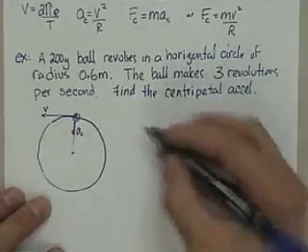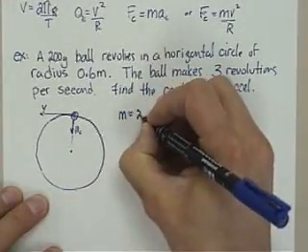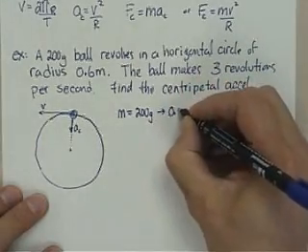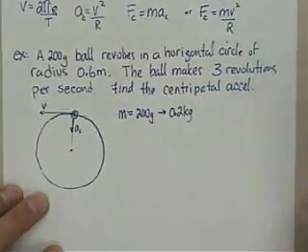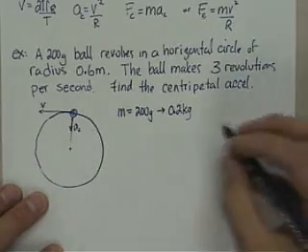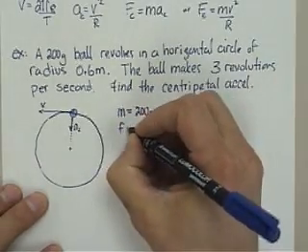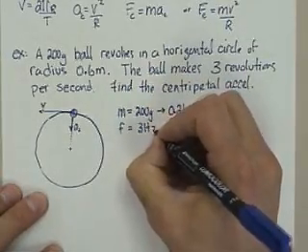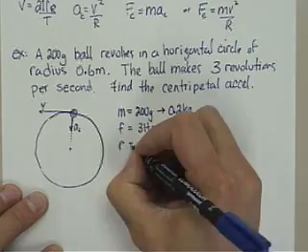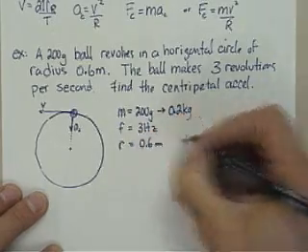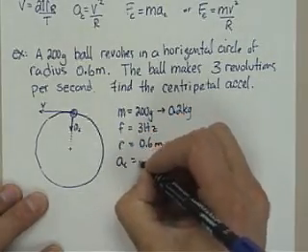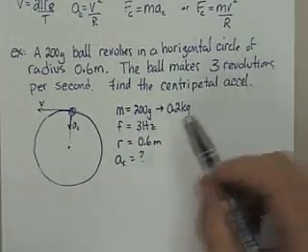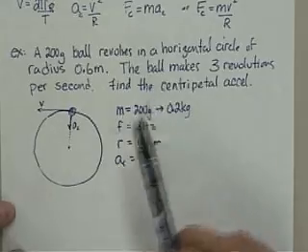You're told some information. First of all, you're told that it's 200 grams. You can't use grams. You've got to convert that to kilograms. So you divide that by 1,000. That gives you 0.2 kilograms. You're also told a frequency, 3 revolutions per second. That's 3 hertz. And you're told a radius of 0.6 meters. And you want to find AC. There's a way to do this in one step. I'm not going to do it in one step. I'm going to do it in 2 so you can see what I've done here.